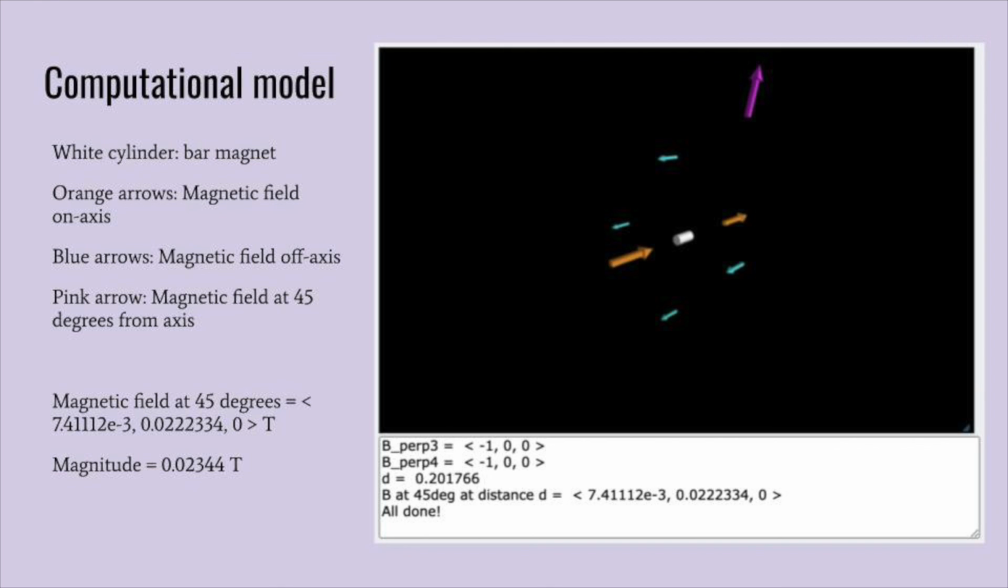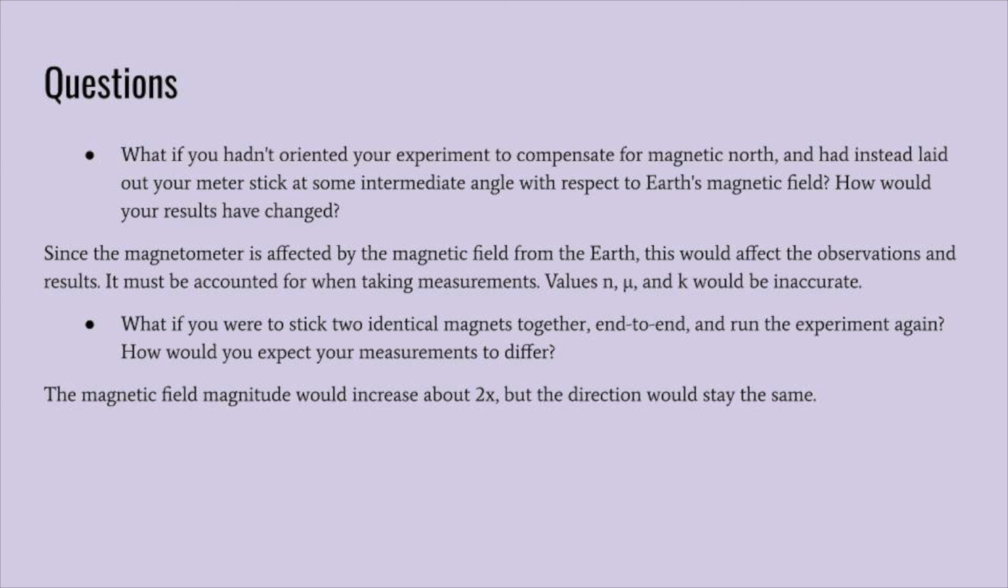The magnetic field at 45 degrees was calculated to be the following vector, and the magnitude was calculated to be 0.02344 teslas. Since the magnetometer is affected by the magnetic field from the Earth, this would affect the observations and results. It must be accounted for when taking measurements. Values in μ and k would be inaccurate. The magnetic field magnitude would increase about 2 times, but the direction would stay the same.